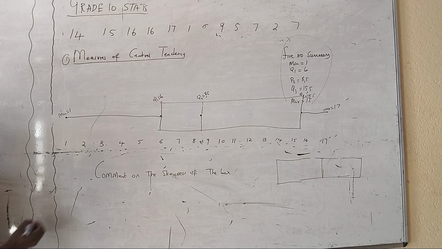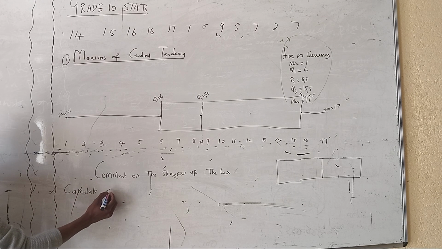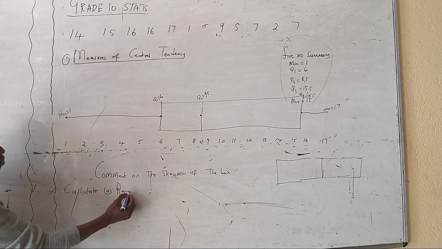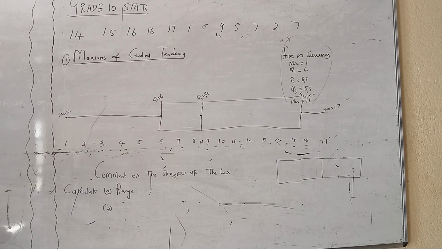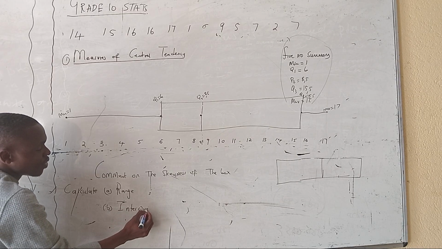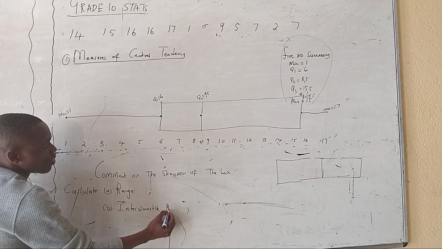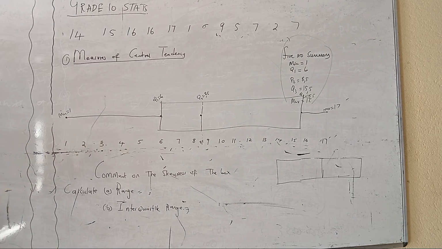I want us to calculate the range and also the interquartile range. Range and also what? Interquartile range. Range and interquartile range. What is the range? The range is the difference between the maximum and the minimum.